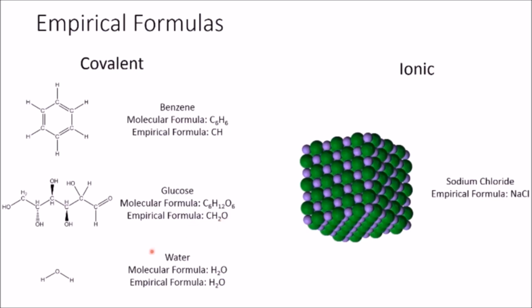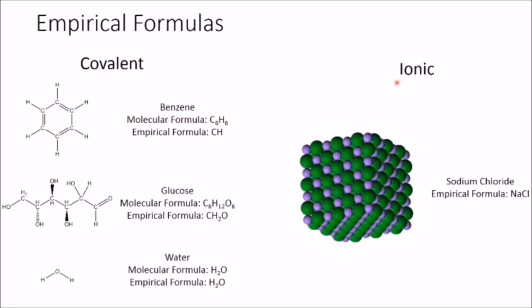For some covalent compounds, like for example water, the empirical formula and the molecular formula are the same, because it happens to be that the discrete unit is the simplest ratio of moles. In the case of water, there's 1 oxygen for every 2 hydrogens, so the molecular formula is H2O, and the empirical formula is also H2O.